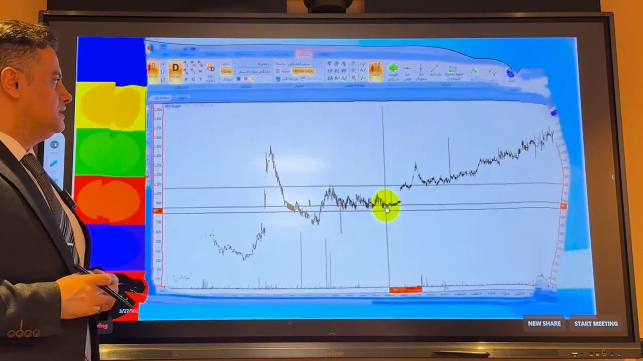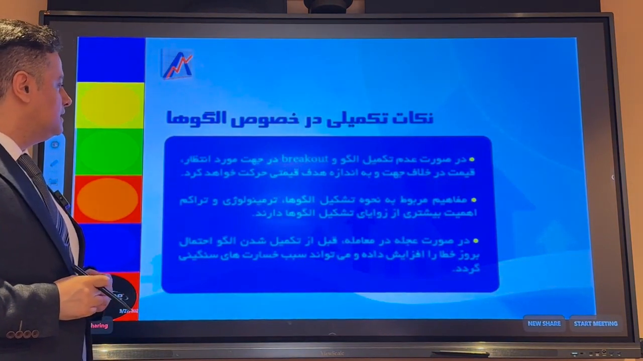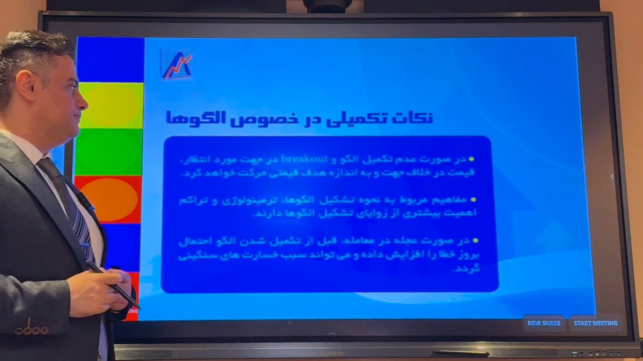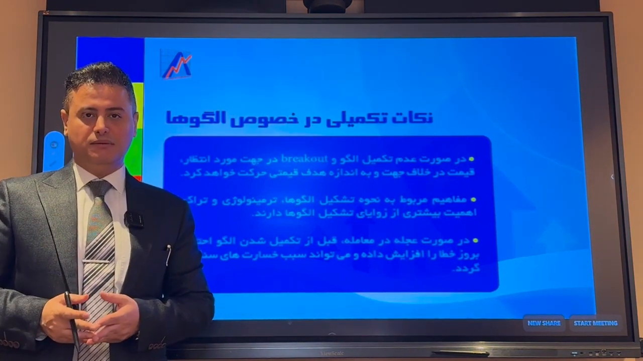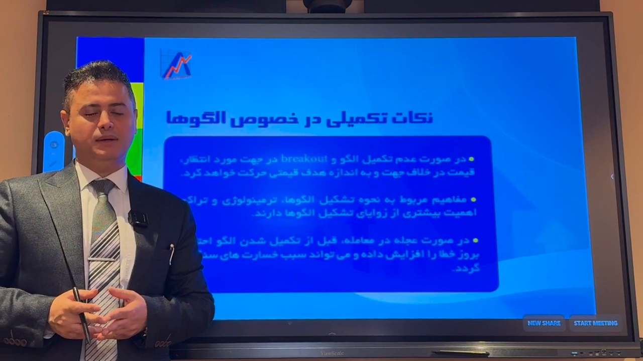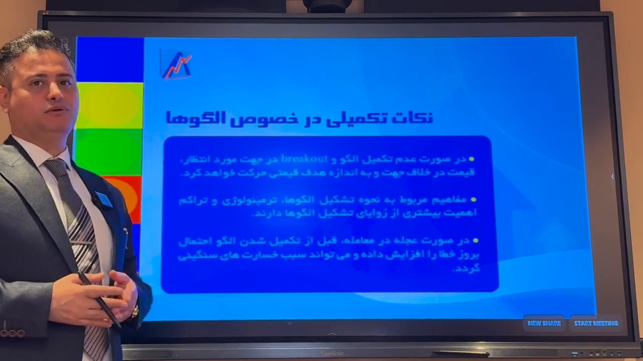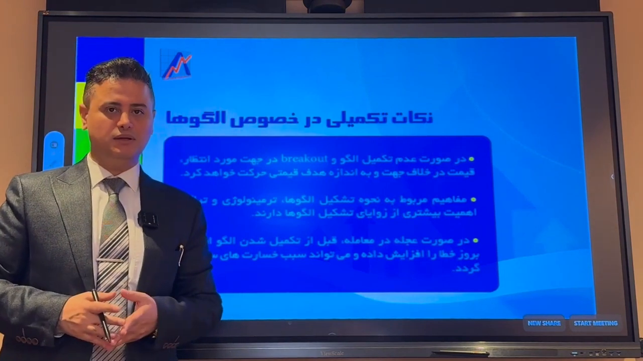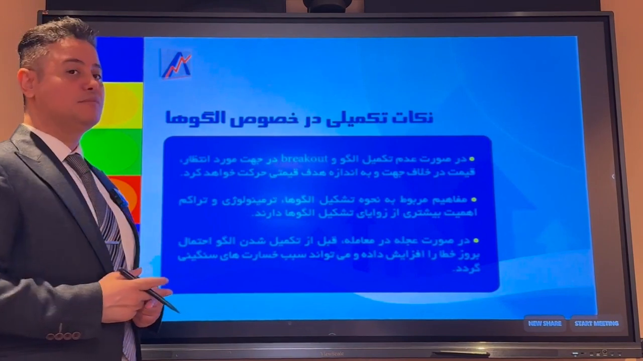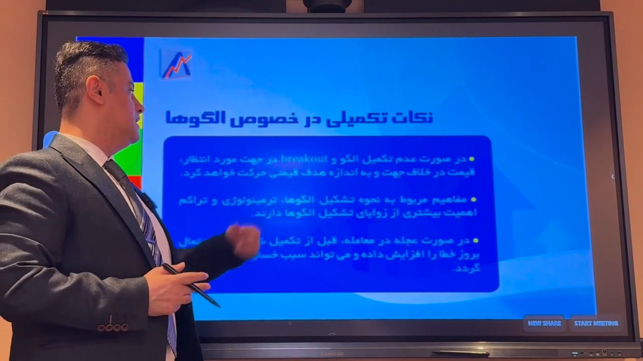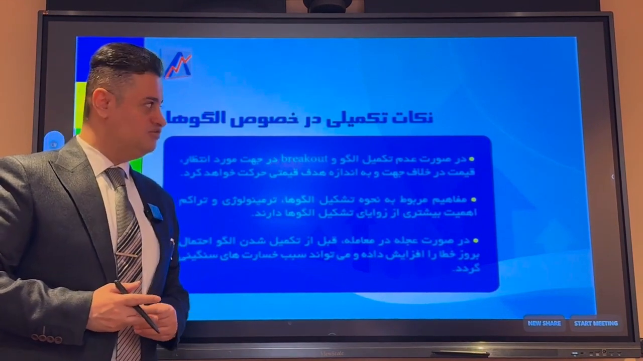Let's see if we have another example, which is not a specific example, just a point that we need to present to you, dear ones, after explaining the concept of the cup and handle, or the phenomenon of accumulation. These are the supplementary points related to the patterns we have learned so far, the reversal and consolidation patterns, and the very important breakout point that you need to pay attention to.